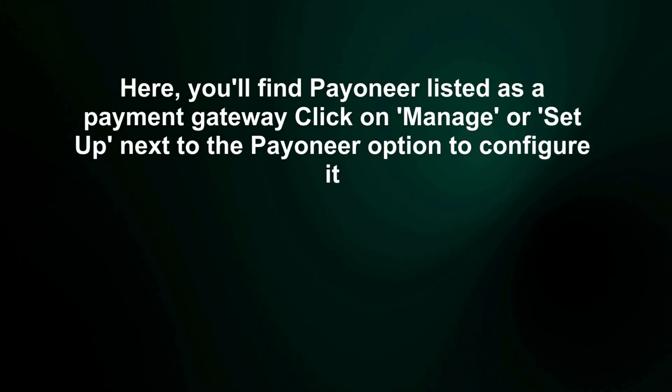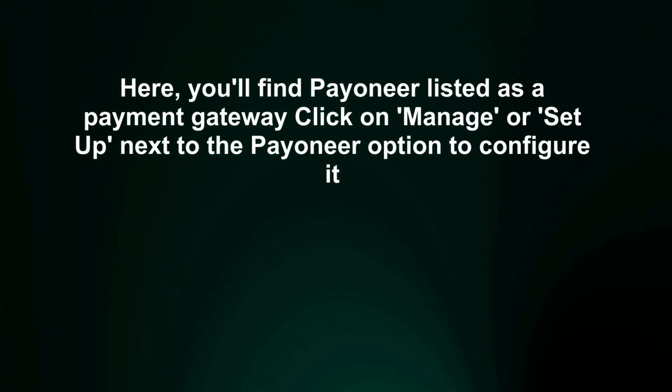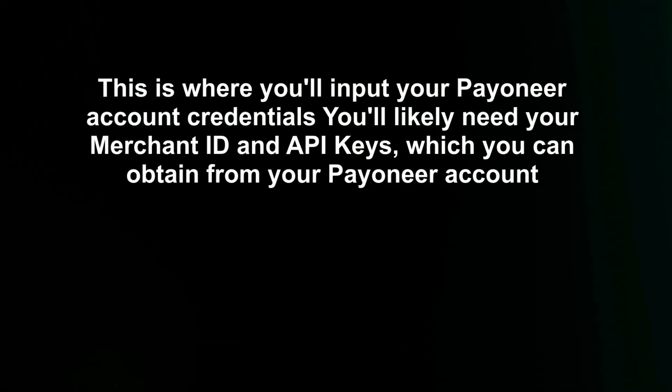Within the WooCommerce settings, select the Payments tab. Here, you'll find Payoneer listed as a payment gateway. Click on Manage or Set Up next to the Payoneer option to configure it. This is where you'll input your Payoneer account credentials.